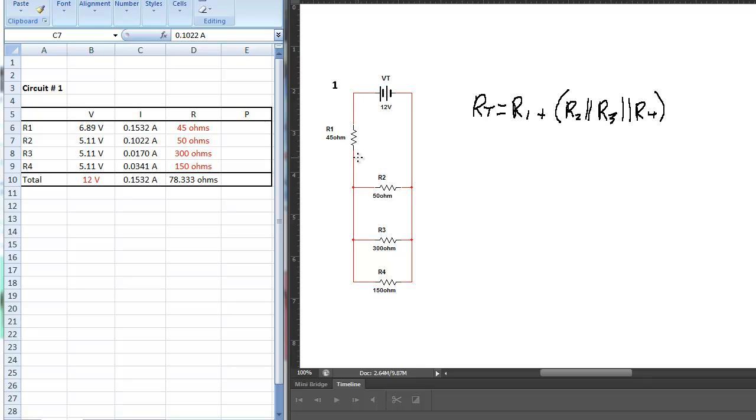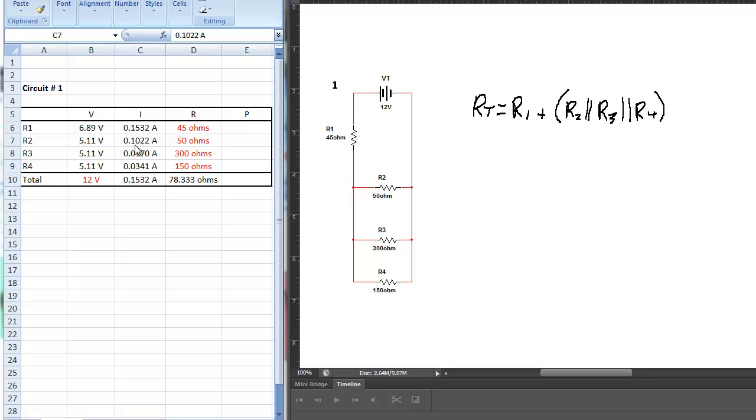So let's look at the first law. IT and I1 are the same. Now once we get the current down to this point here, where we are separating this current into various branches, remember that law is called Kirchhoff's law. So the amount of current going into a point will equal the amount of current going out of a point.